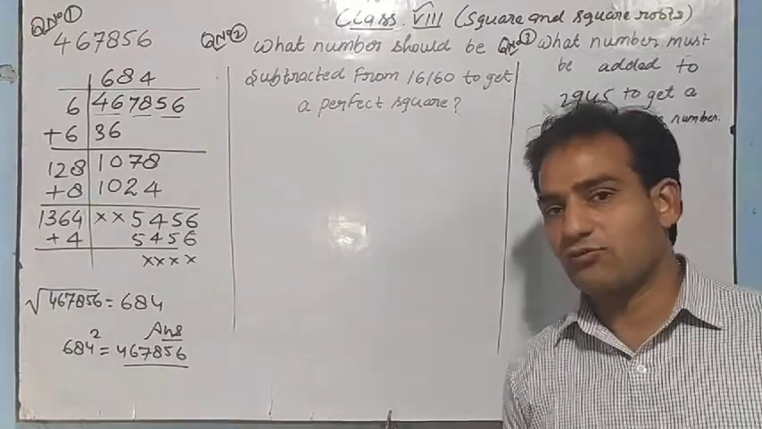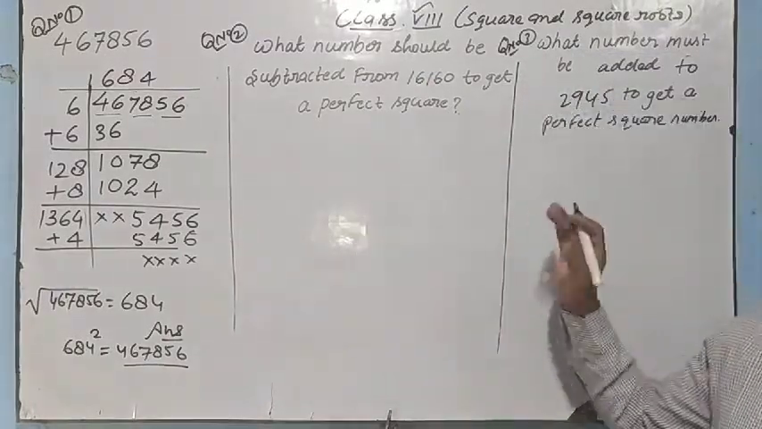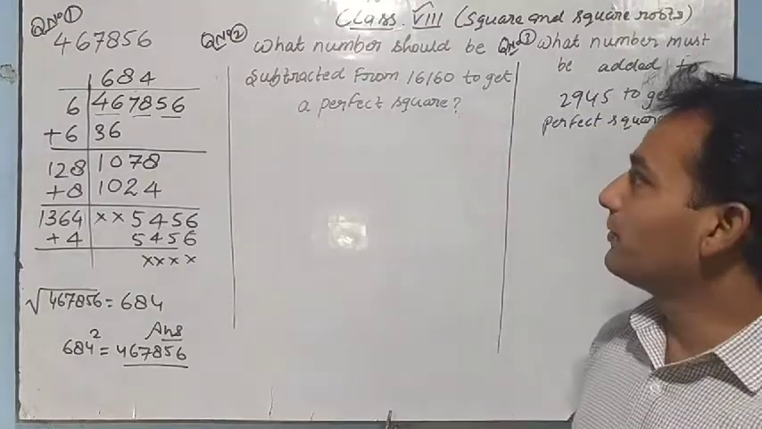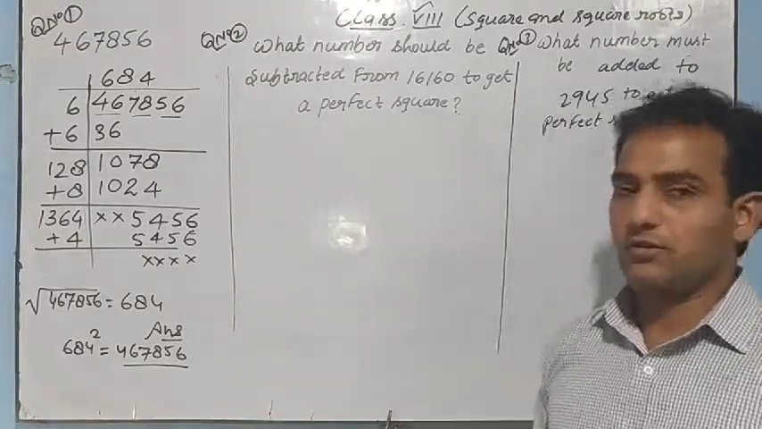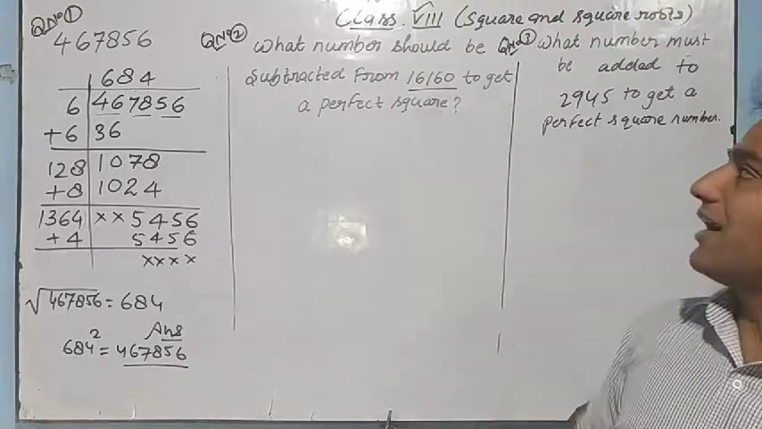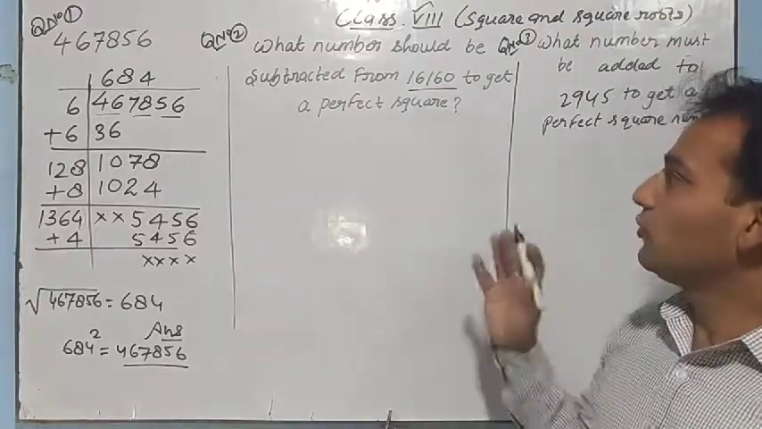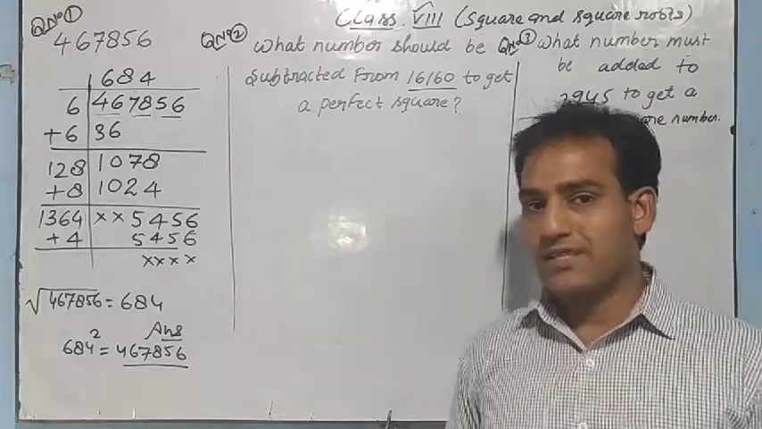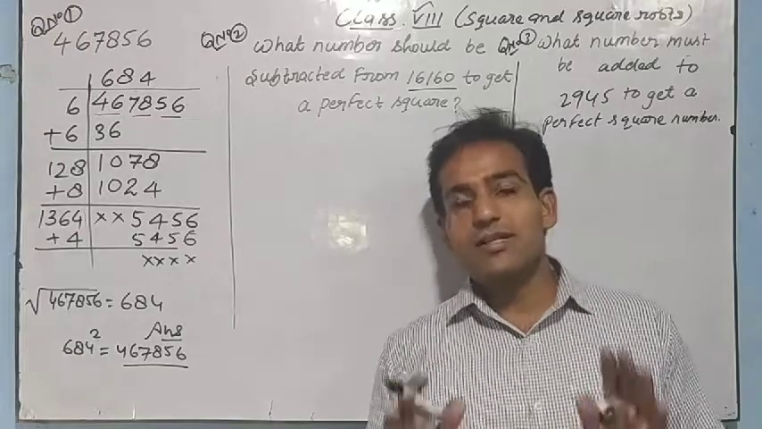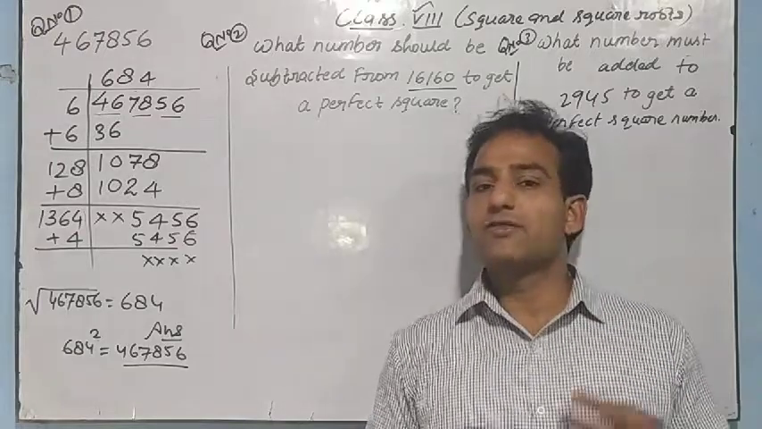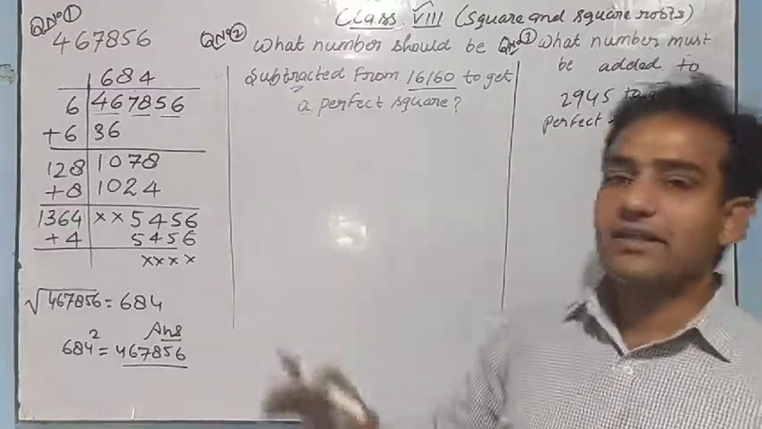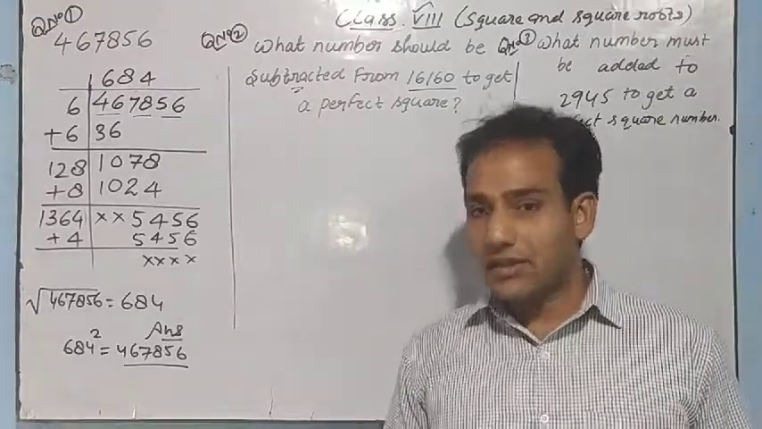Now let us come to the second question, and the second and third questions are very important. The question is, what number should be subtracted from 16,160 to get a perfect square? That means 16,160 is not a perfect square. Something is lacking, whether it is more or less. So what number should be subtracted? यानी कि क्या हम minus कर दें, यानी कि थोड़ा ज़्यादा है.